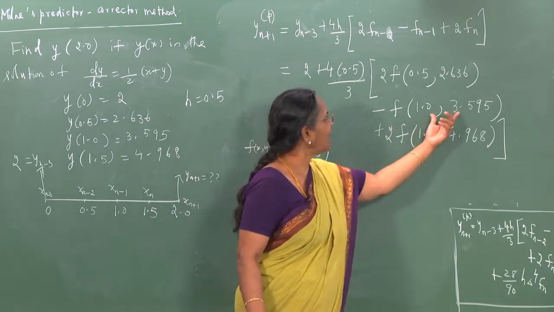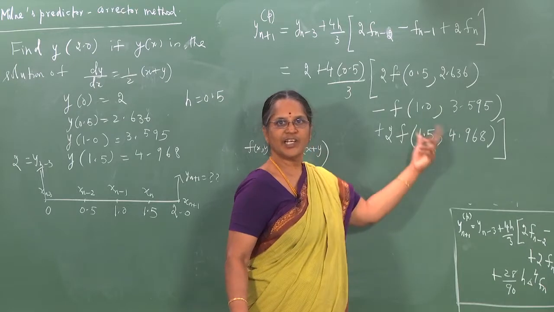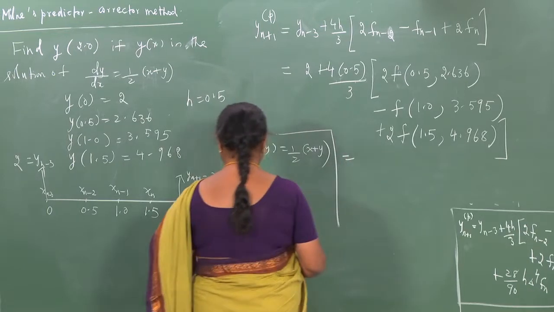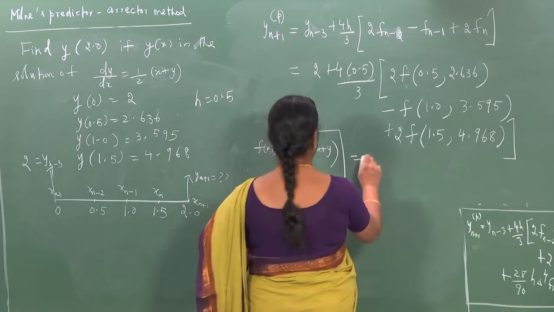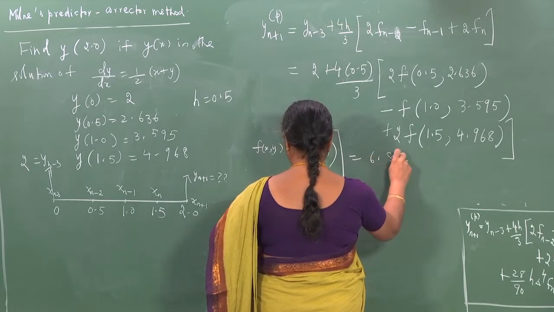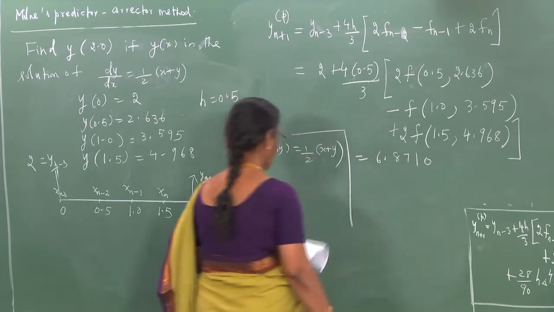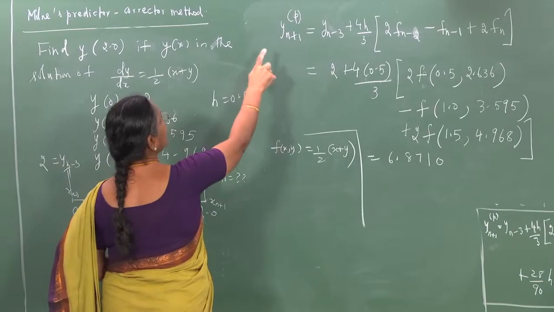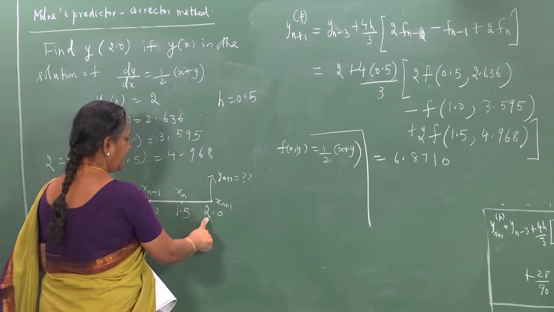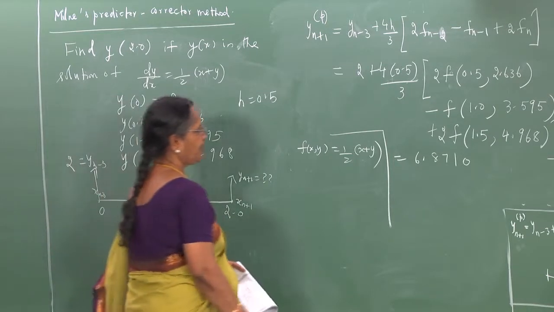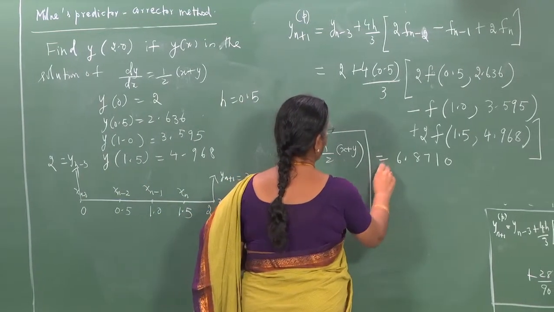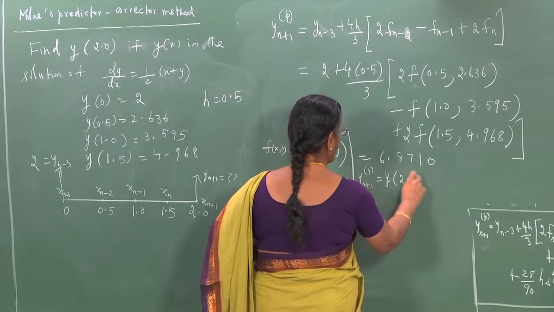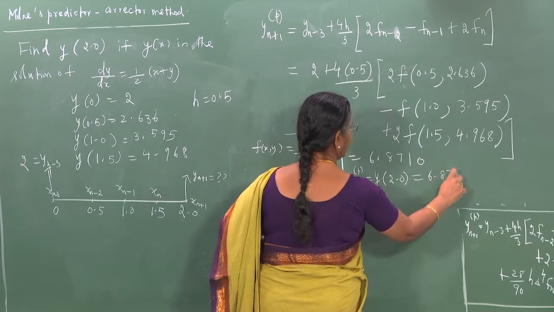So, similarly you can evaluate each of these functions which appear here, and if you simplify that, you end up with the predicted value as 6.8710. So, this is a predicted value, namely this is the value of y at xn plus 1, which is 2. So, yn plus 1 predicted is y evaluated at 2, and that is 6.8710.